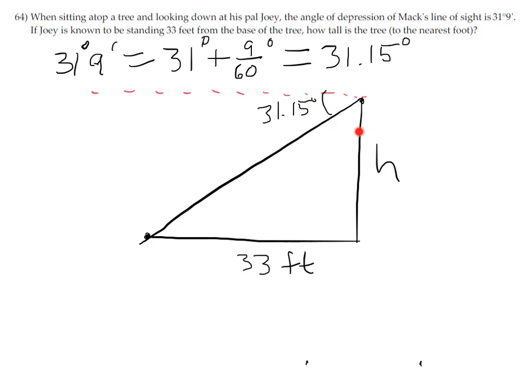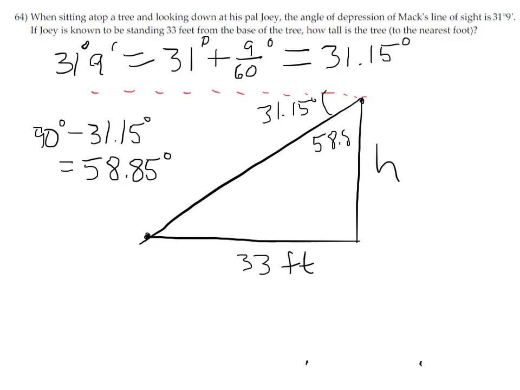And these two angles are complementary. You can see that they add up to a right angle. So we just have to subtract. If we do 90, I'm having a hard time with this pen today. Now it won't erase. Okay, fine. 90 degrees minus 31.15 degrees. And use your calculator, you get 58.85 degrees. So this is the angle that we're going to work with.